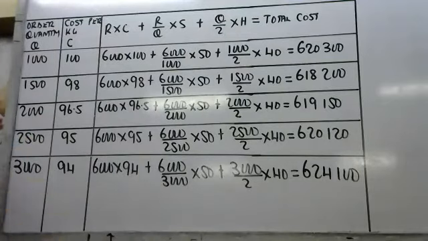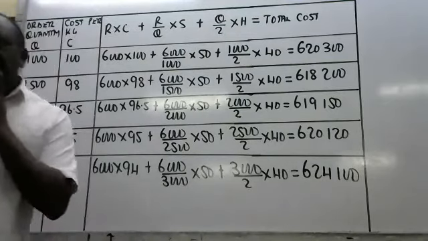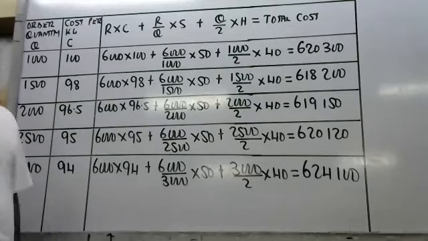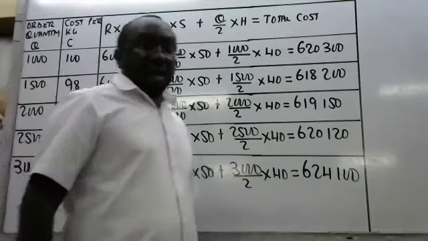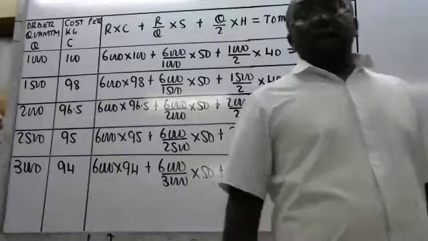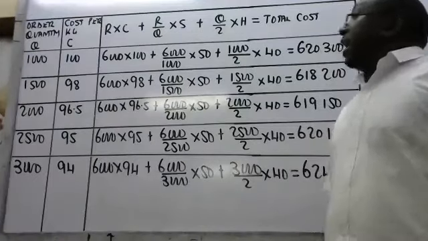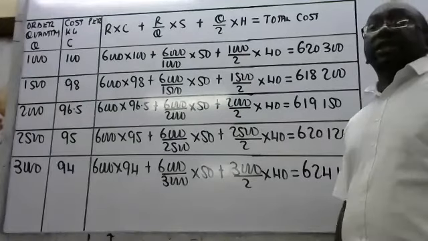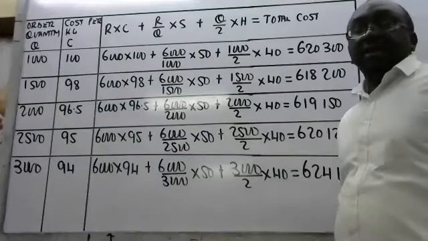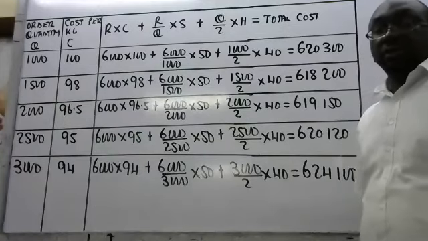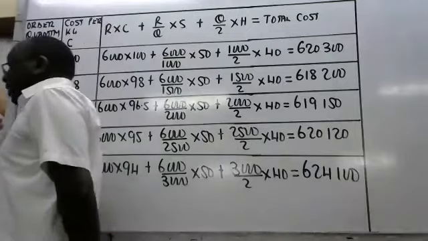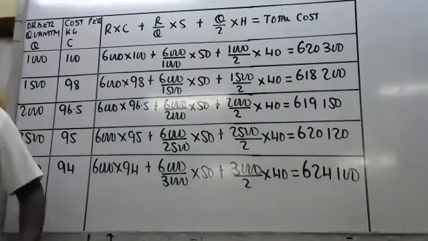So you select the cheaper one. So the cheaper one is what? 618,200. So with 618,200, you recommend that they should buy 1,500 at 98 shillings. So the optimal order size is 1,500 units.